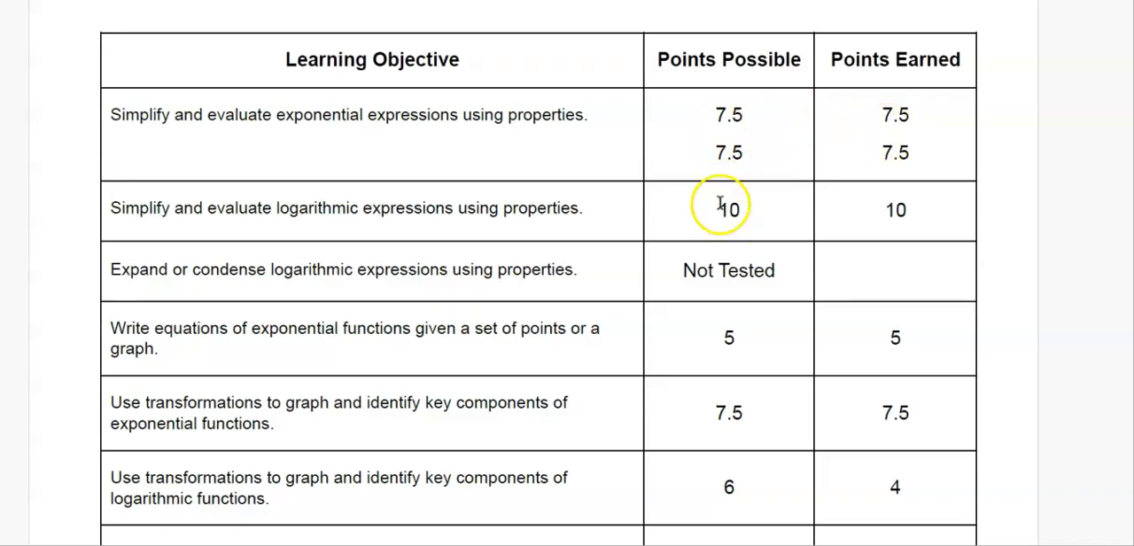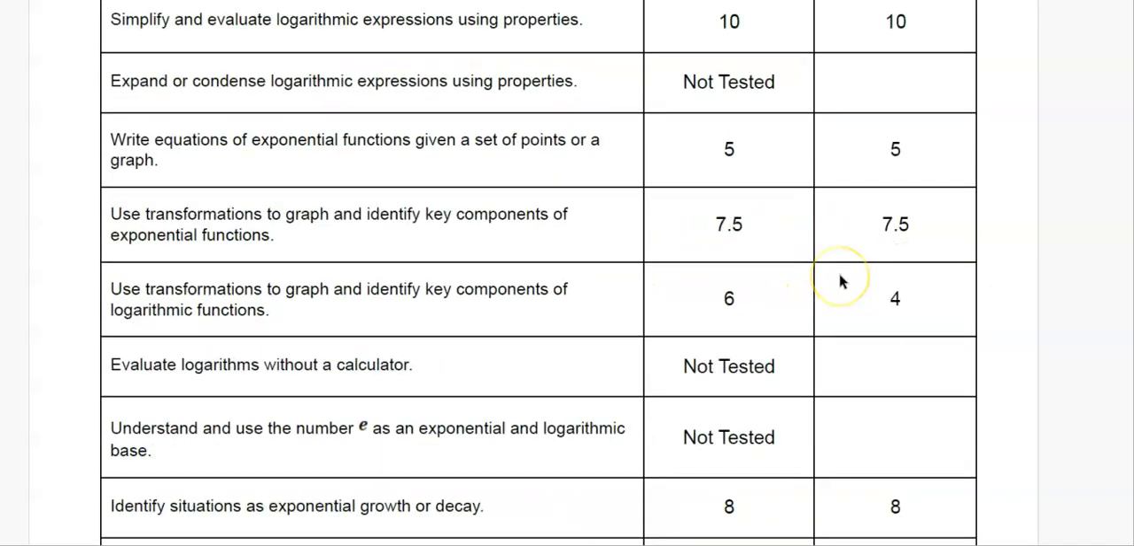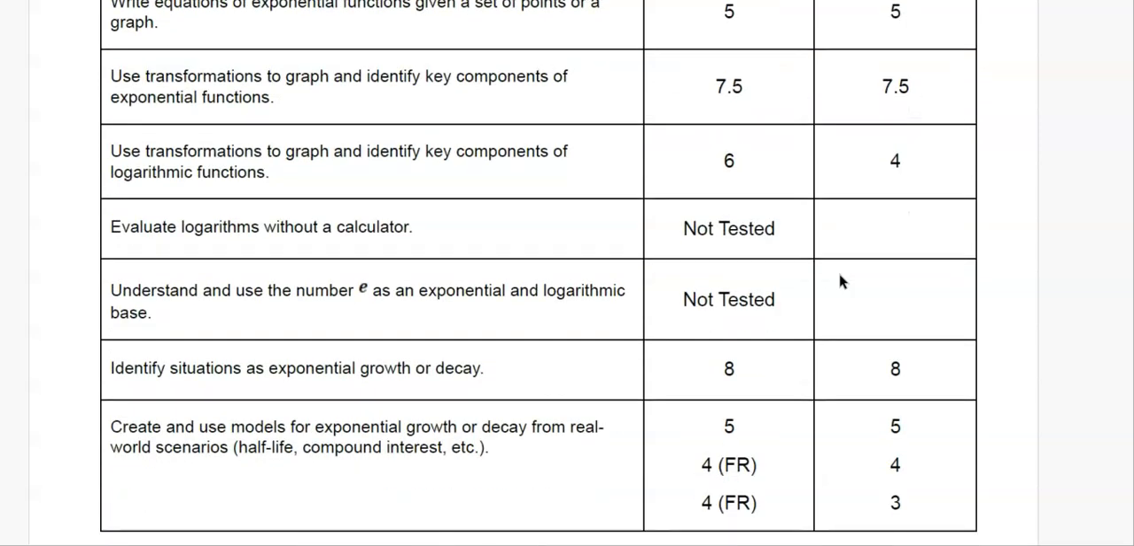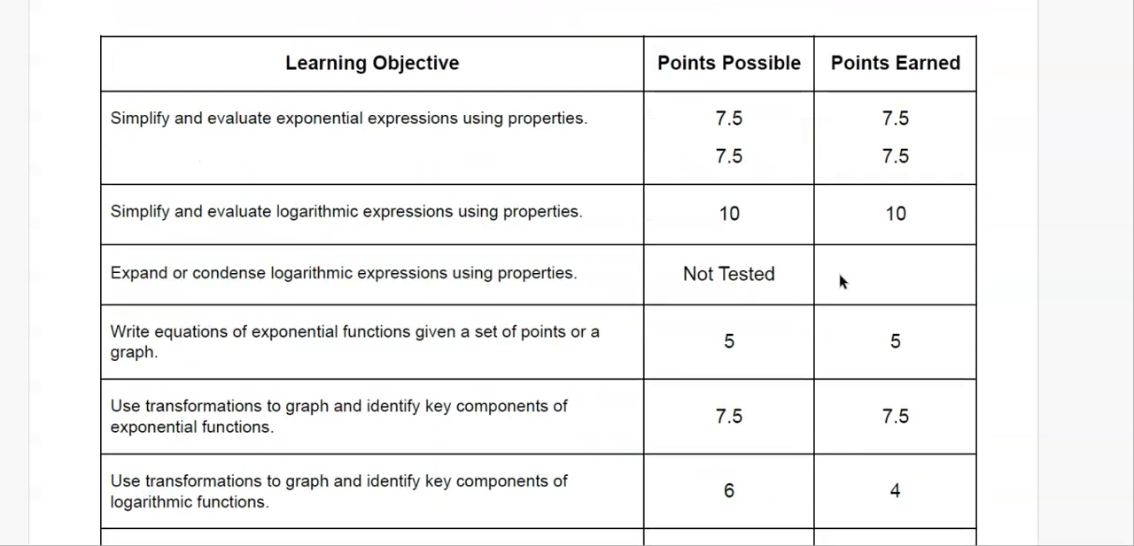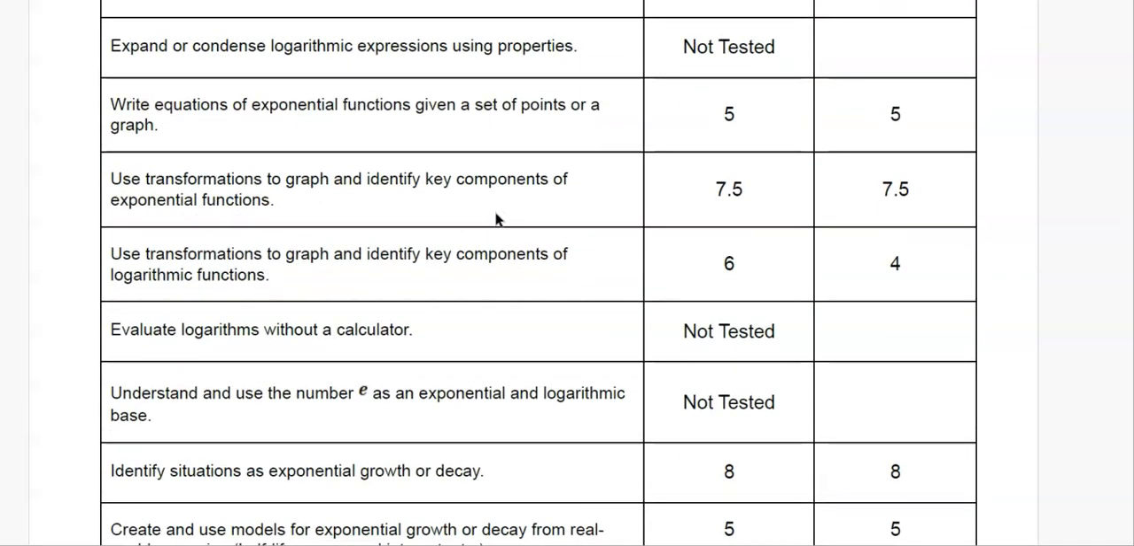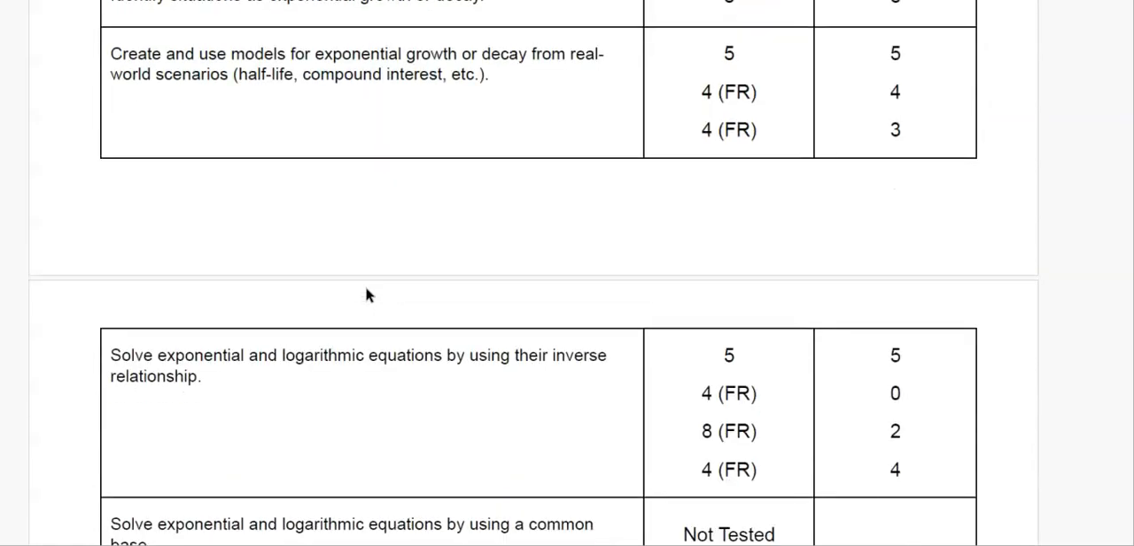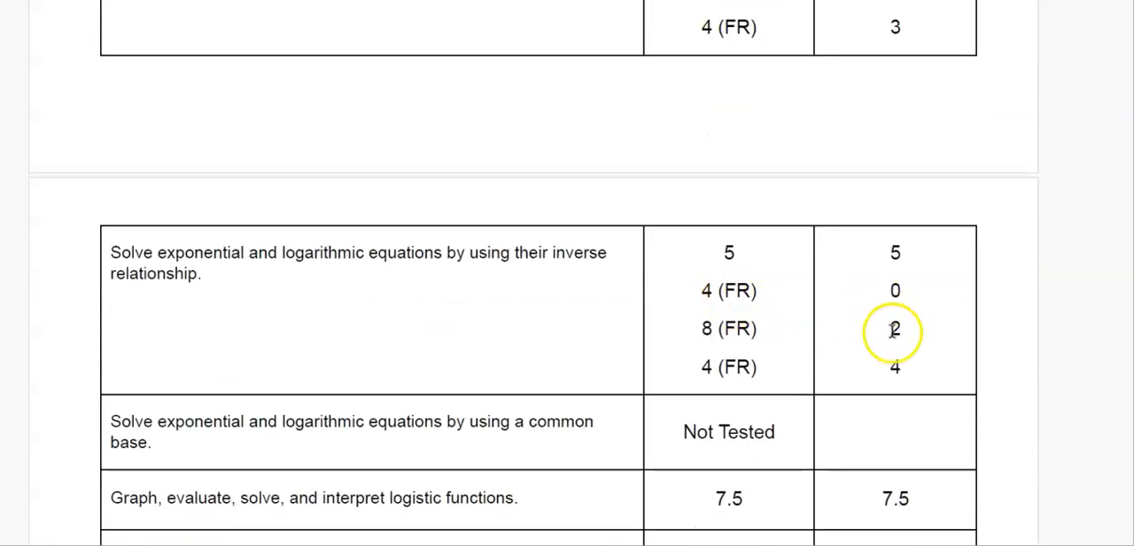As you look at that, it'll have different topics and different points. Sometimes there are topics that they don't really test directly, so you might see "not tested" on there. As you're looking at this, it gives you an idea where to focus. Like this student in particular didn't need help with this learning objective. They don't need to study that any further. They're pretty good on evaluating exponentials and simplifying and evaluating log expressions. But when they look at some other things, they go, okay, I struggled a tiny bit on the transformations. Or they can look at other places down here where they lost 4 points and then 6 points on solving a log or exponential equation using their inverse relationship.